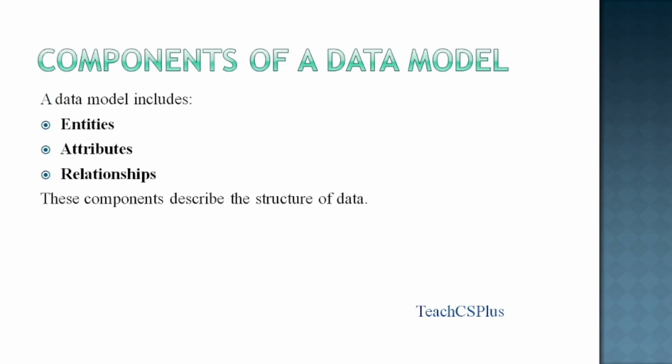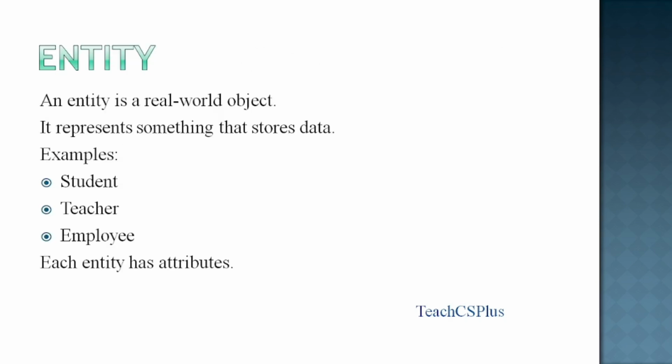Okay. Components of a data model. So what do we need to make a data model? A data model includes entity, attributes, and relationships. These components describe the structure of data. How data will be stored in a database, these components will describe that. Let's see how.